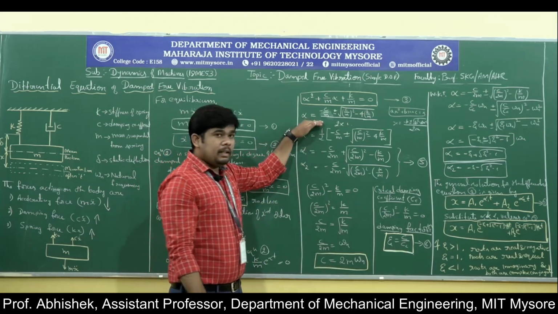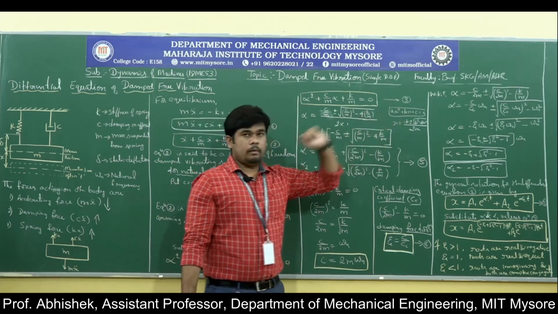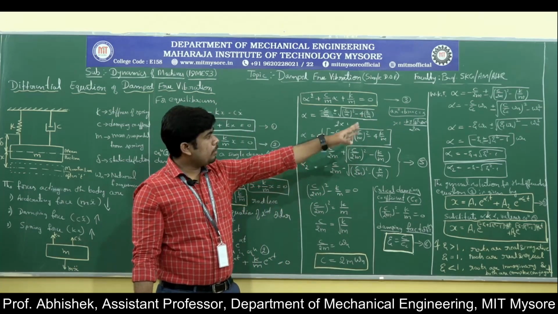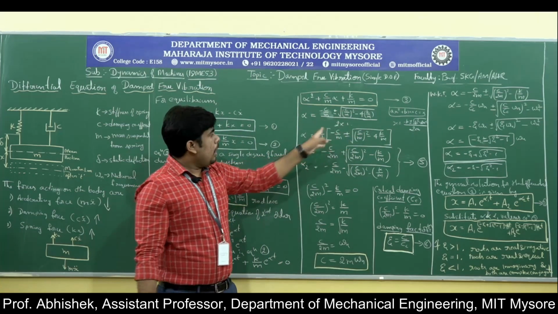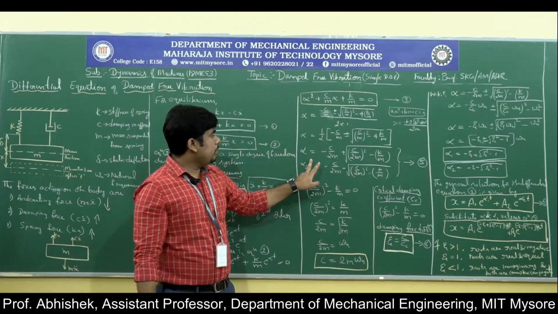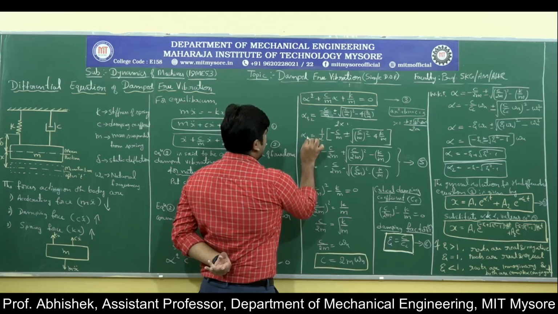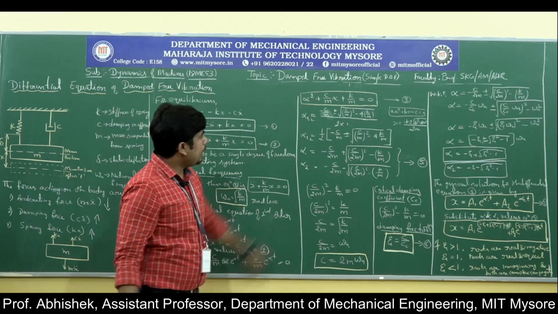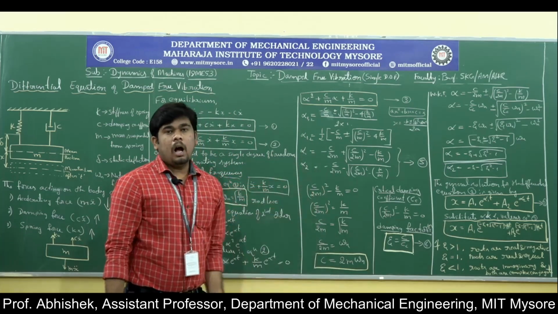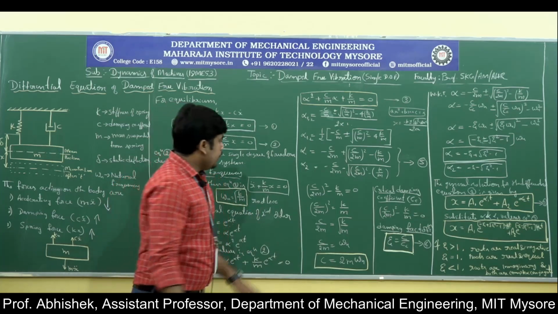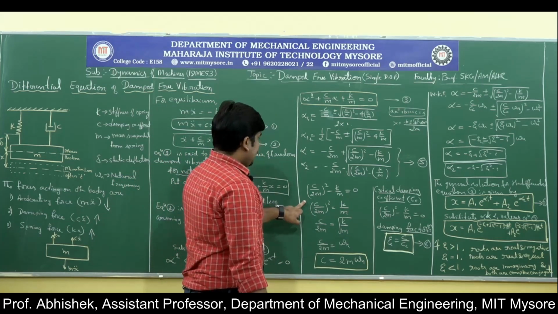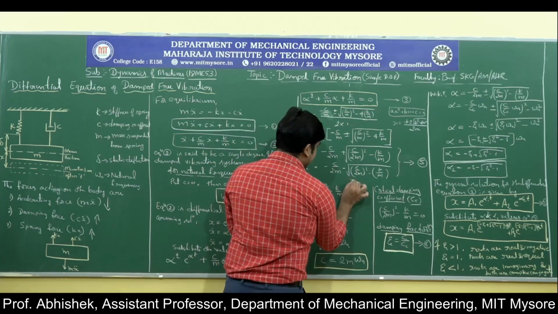Just apply the standard formula, that is ax square plus bx plus c equal to 0, and reduce it with the 1 by 2. You can see it here, 1 by 2. In the next step I have split it into alpha 1 and alpha 2. So next, consider this factor.